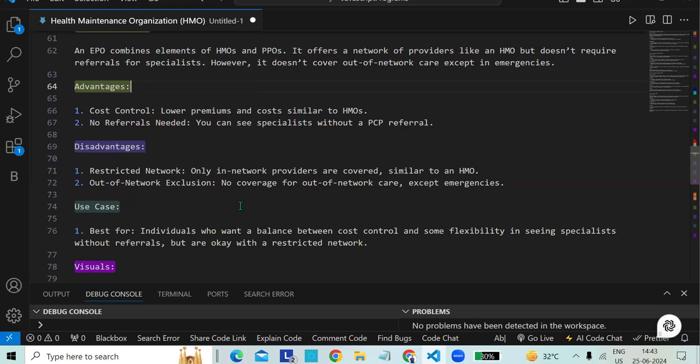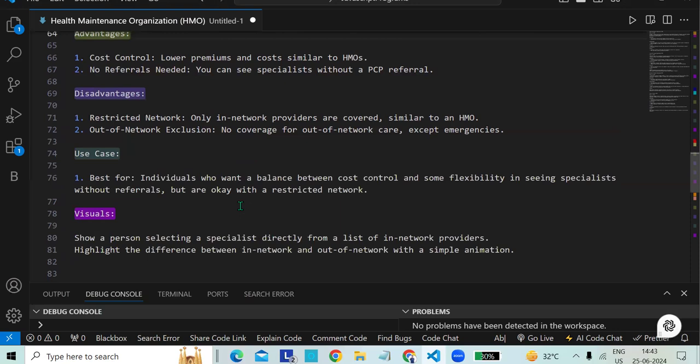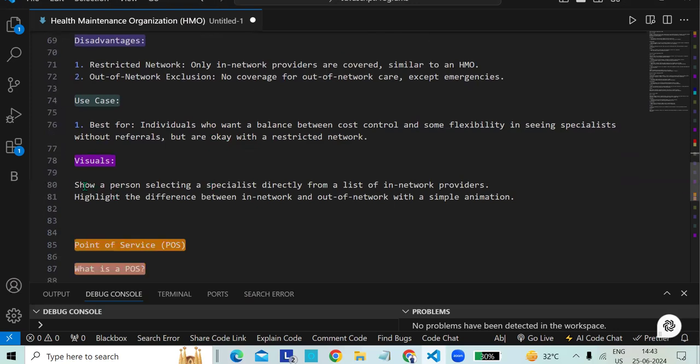So these are some advantages and disadvantages of buying this plan, EPO, exclusive provider organization. And the use case: best for individuals who want a balance between cost control and some flexibility in seeing specialists without referrals, but are okay with the restricted network, right? So you want both HMO and PPO features with proper premiums, but you are okay with the restricted network. I hope you understand. So these are some use cases.